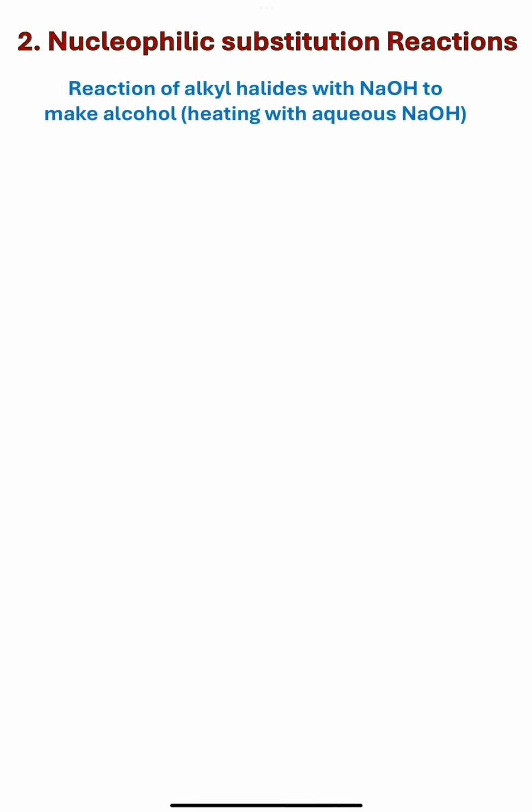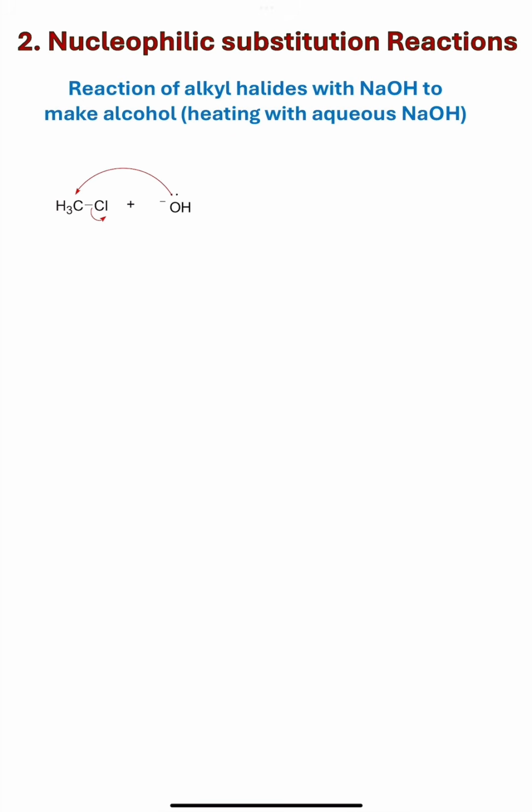The second reaction is the nucleophilic substitution reaction, and the first reaction of that is the reaction of alkyl halides with sodium hydroxide to make alcohols. You can do this reaction by heating with aqueous sodium hydroxide. So imagine you have an alkyl halide like methyl chloride, for example, and then the OH, which is provided from the sodium hydroxide in this case, will act as a nucleophile.